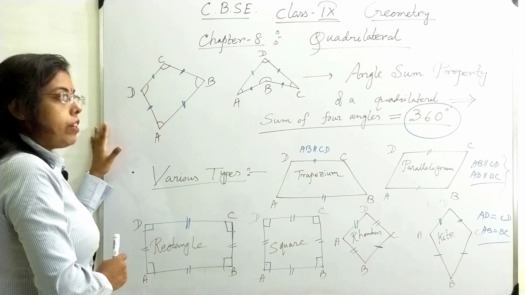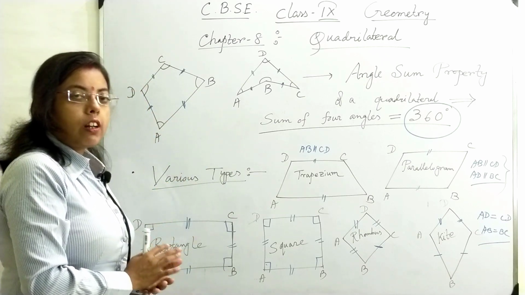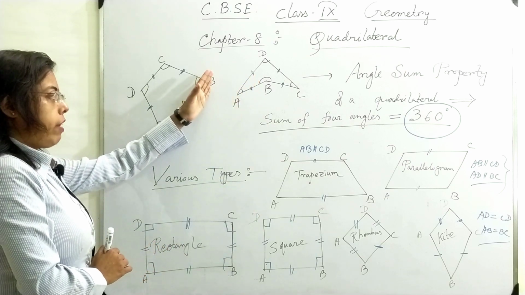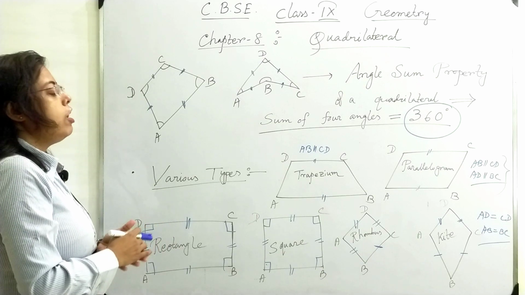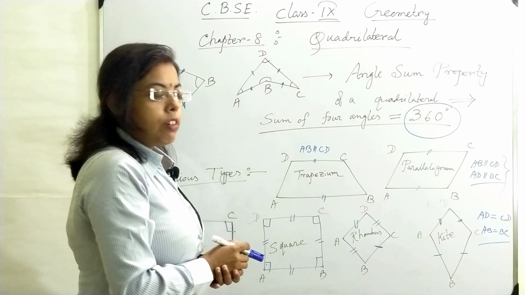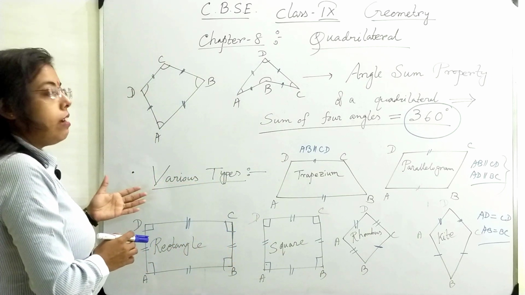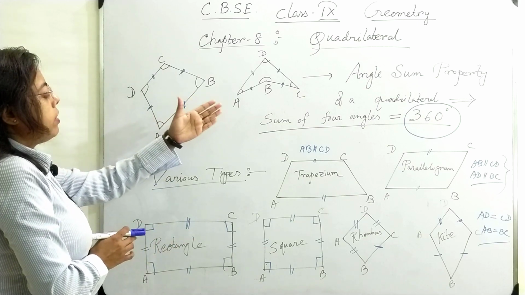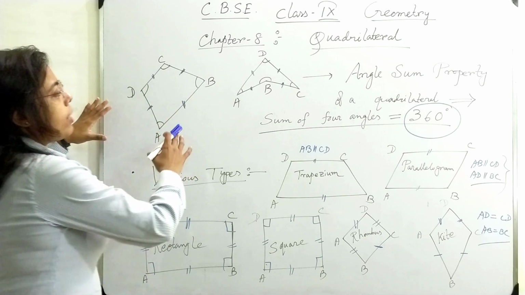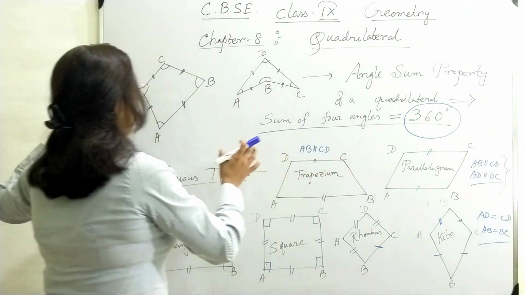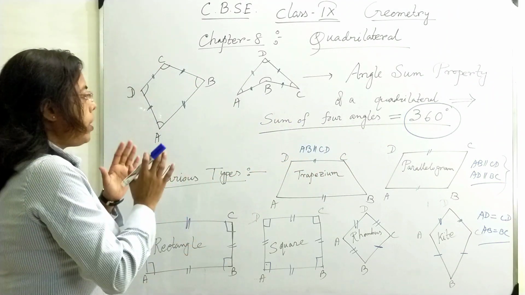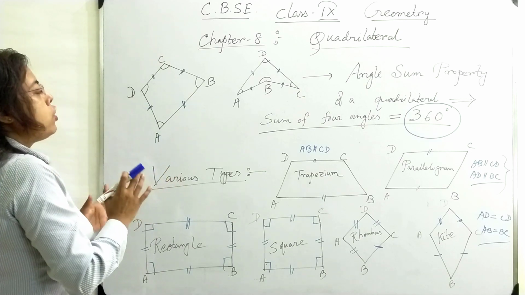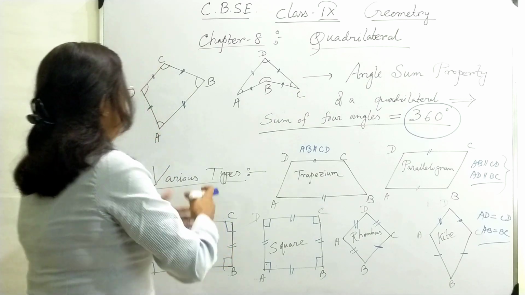So what is the definition? This is a very introductory and basic class of quadrilateral, chapter number 8. When we are going through the chapter, we should go through the definition first, then the properties and the various types. So here is a recap of this class that we have learned about the quadrilateral. What is it? It means a geometric figure which has four sides is known as a quadrilateral.